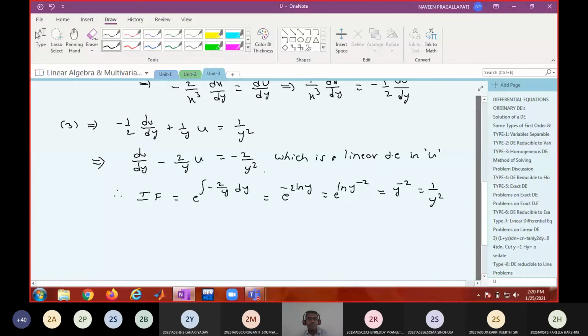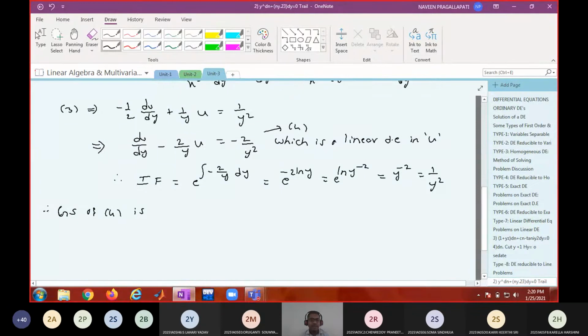Call this equation 4. Therefore, the general solution of equation 4 is: dependent variable u into integrating factor. What is the dependent variable here? u. The integrating factor is 1 by y square, so u by y square equals the integral of 1 by y square into q. What is q? Q is the right hand side function, which is minus 2 by y square.